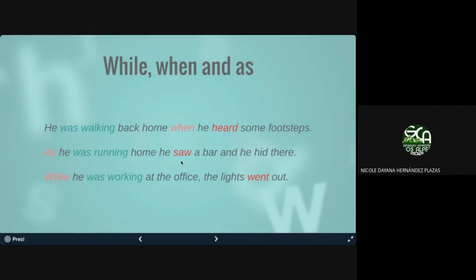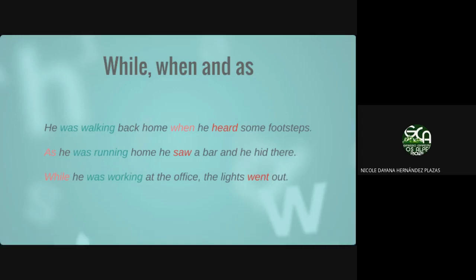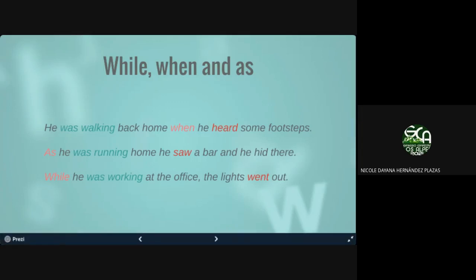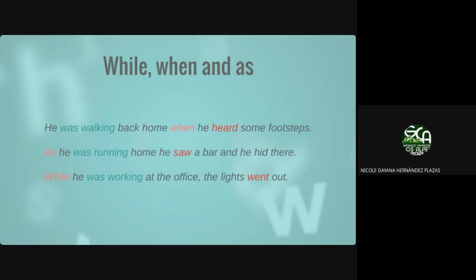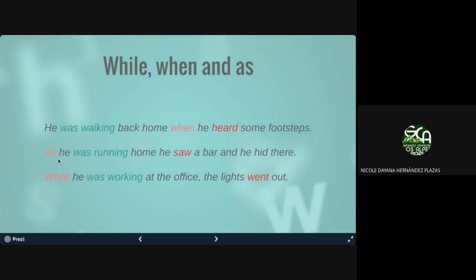Pregunto yo, ¿tienen una acción que interrumpe? ¿Sí o no en esta oración? As he was running home, he saw a bar and he hid there. Do you have an action that interrupts? Yes or no? Tell me. Take a look to the example. Do you have an action that interrupts another action? Yes or no? In what example? In this one. The second one. As he was running home, he saw a bar and he hid there.